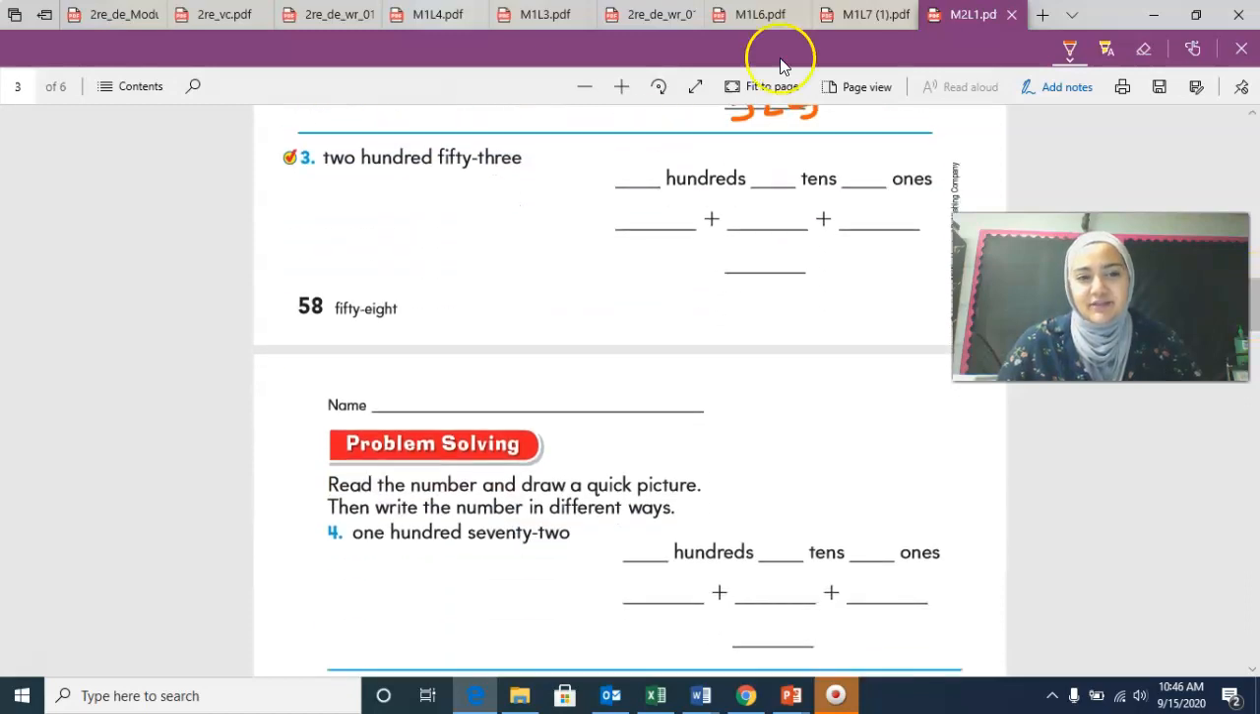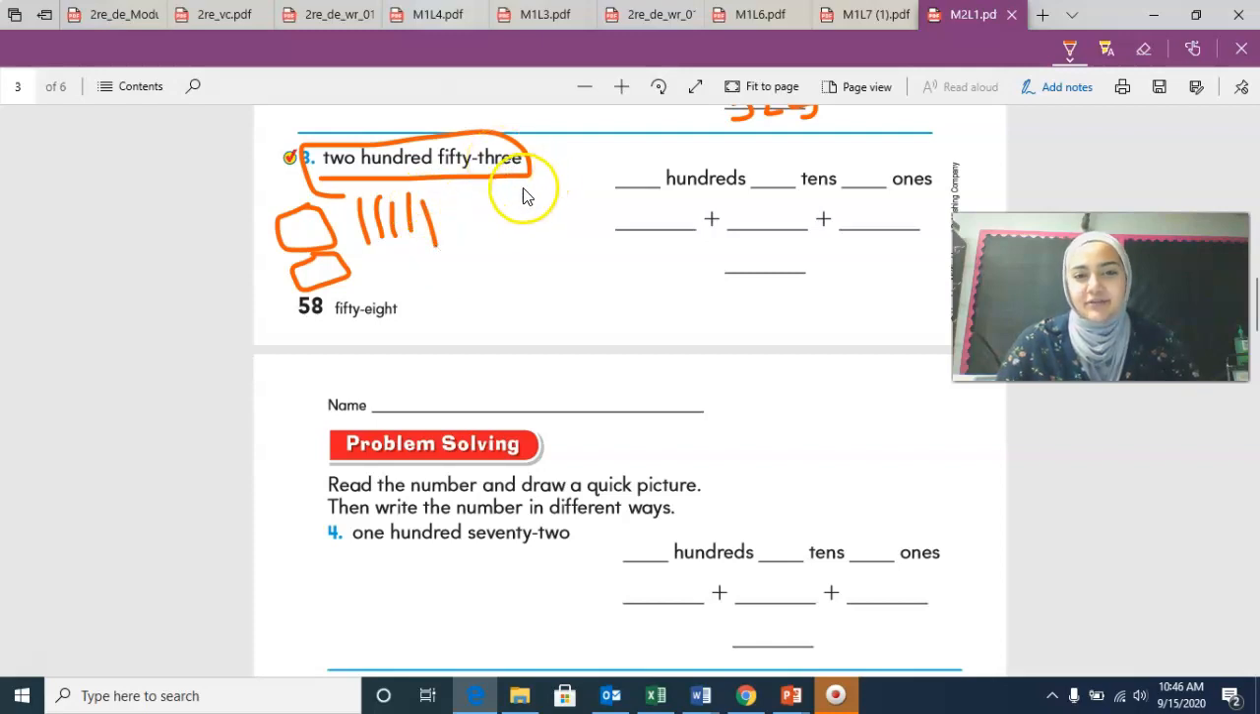Let's look at number 3, 253. So we have 2 hundreds. And 50 means how many tens? That means there's 5 tens. 1, 2, 3, 4, 5. And then how many ones are there? There's 3 ones. So we're going to draw 3 ones blocks, which is the 3 circles. So how many hundreds? There are 2 hundreds. There are 5 tens. And there are 3 ones.